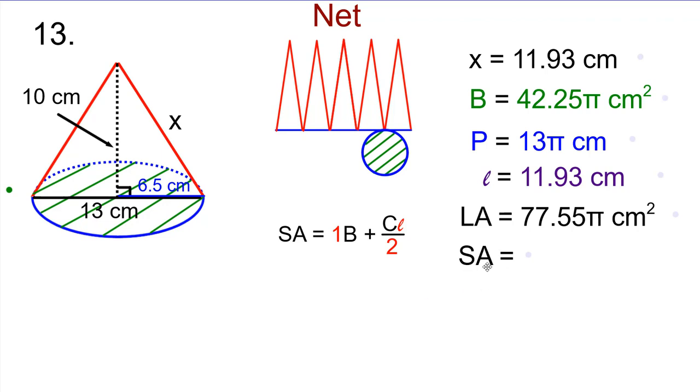Then to find the surface area, so we did the lateral area. We just have to add the one base, which was this value here. So we're going to take that and add them together, which gives us 119.80, kind of showing our sig figs here, pi centimeters squared. And that is it.